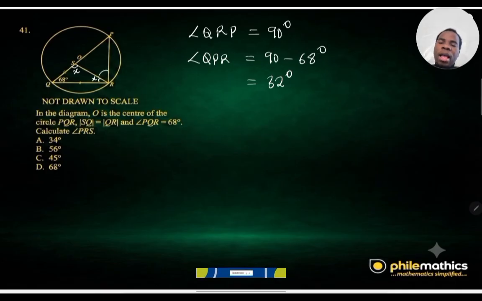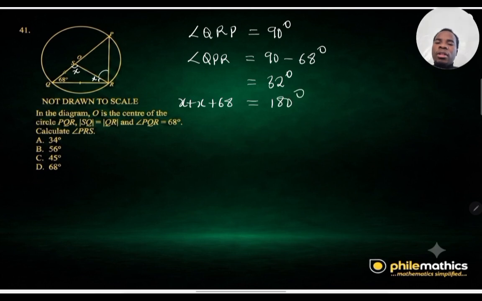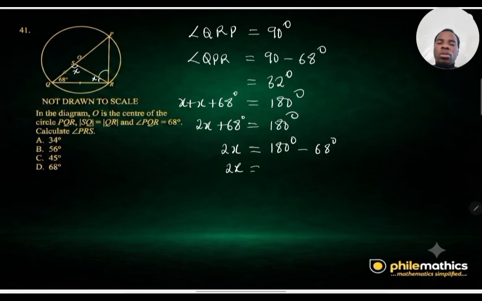And from sum of angles in a triangle, we know that x plus x plus 68 should give 180 degrees. 2x plus 68 is 180 degrees. Subtract 68 from both sides, we have 180 degrees minus 68 degrees. We have 2x. If we subtract this, this is 112 degrees. Divide both sides by 2, we have that x is 56 degrees.